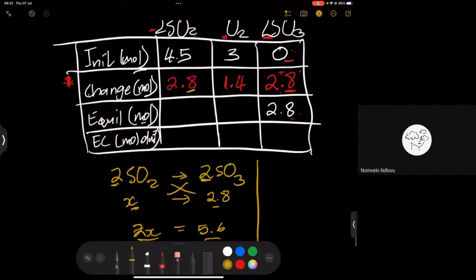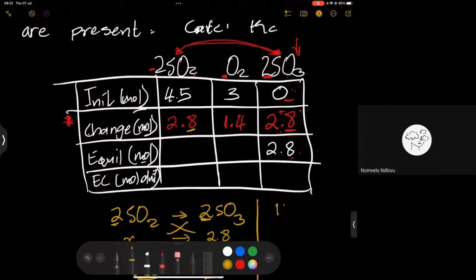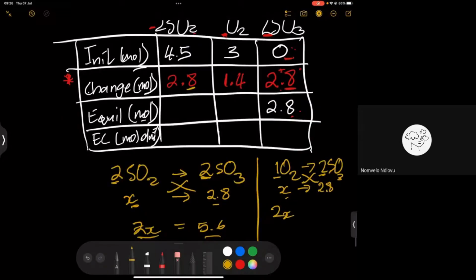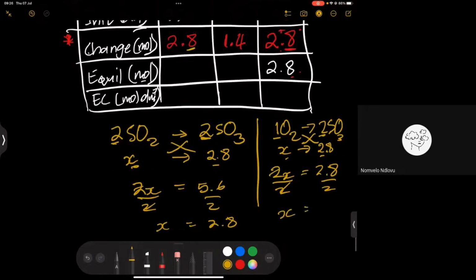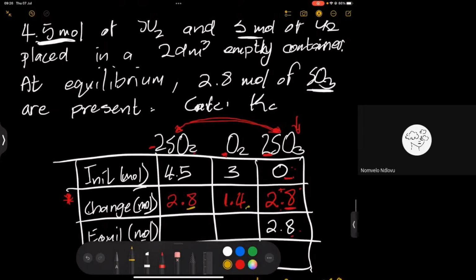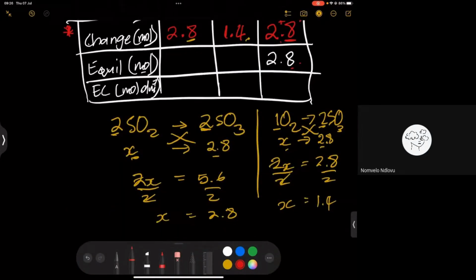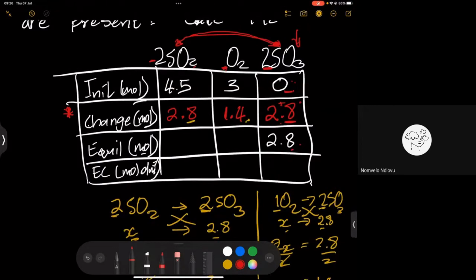And then for this one, oxygen, we said for every 1 oxygen, we get 2 sulfur trioxide. So for how many moles of oxygen will I get 2.8? In this case, you cross multiply again, 2 times x, that was 2x. 1 times 2.8, that will be 2.8. And if I divide both sides by 2, x will give me 1.4. So that's where this 1.4 comes from. Okay. That's another way of doing it if you are not able to just easily predict.